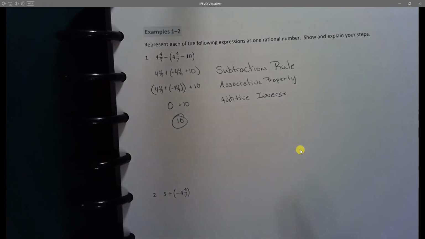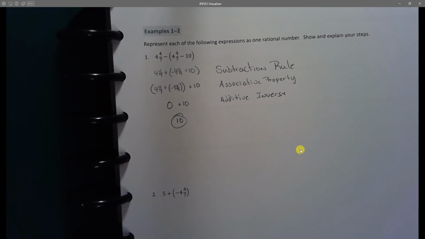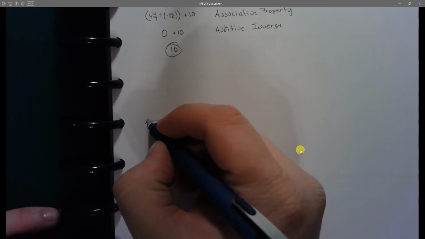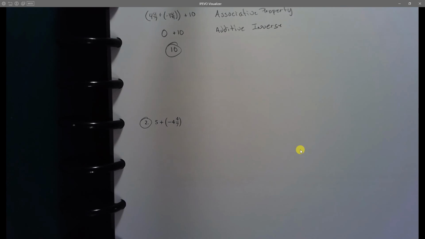All right, you see how I wrote down every step? I did the subtraction rule, I did the associative property, I said the additive inverse property, to show what was happening in every step. I want you to do that for number 2. Okay?